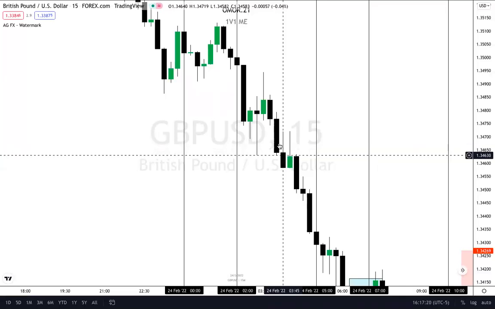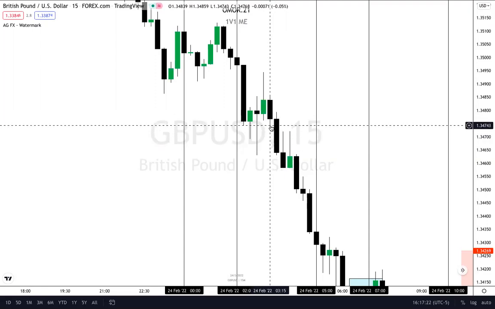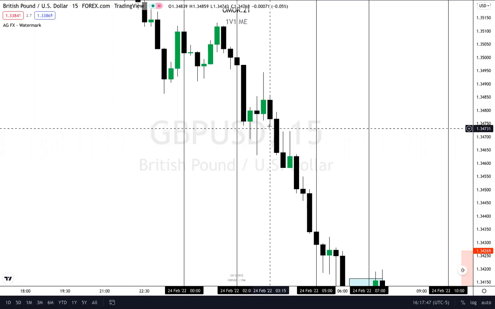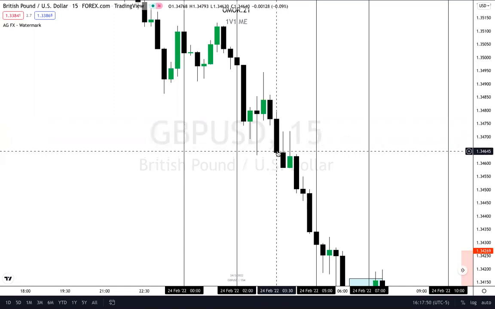Now, when you see that, this is the close of the imbalance. We don't always want to see the close of an imbalance. It's nice to close the whole imbalance, but don't think that price will always come and close the whole entire imbalance. Just 50% of the imbalance is what we want to see closed.